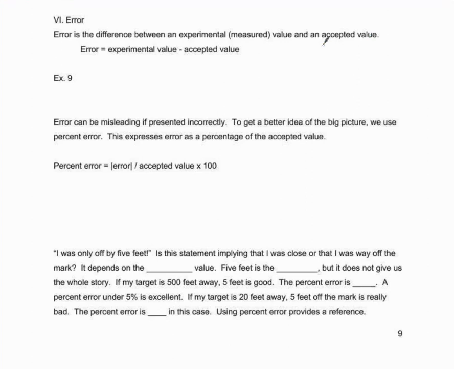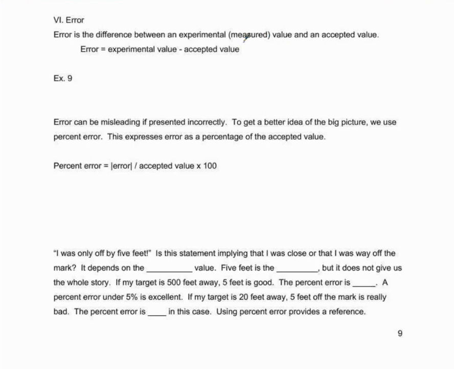So the accepted value could be something that you found in a table in a textbook. That would be considered an accepted value. It could be another calculation. For instance, in a later unit, we know that when we have a certain amount of chemical that's going to react, we can calculate how much product we should have at the end. That calculation is what we would consider the accepted value, and the experimental value is what we actually measure.